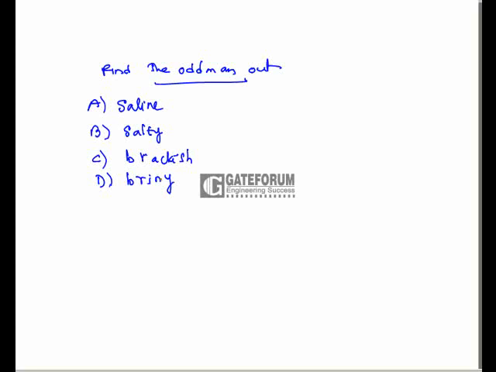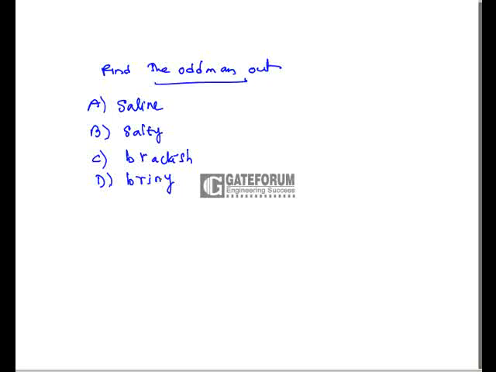Find the odd man out. The words are saline, salty, brackish and briny. If you observe carefully, all these words refer to something which contains salt. But here the clue is increasing order of content of salt.